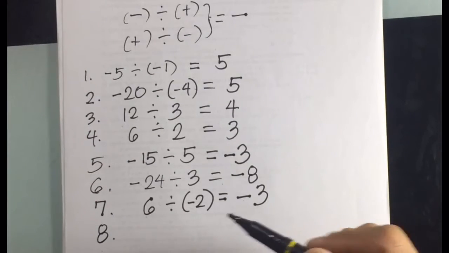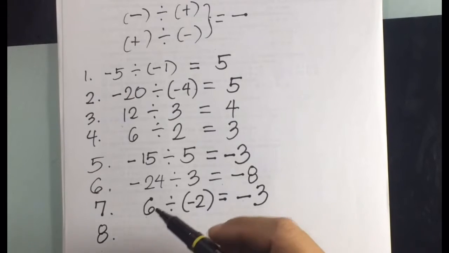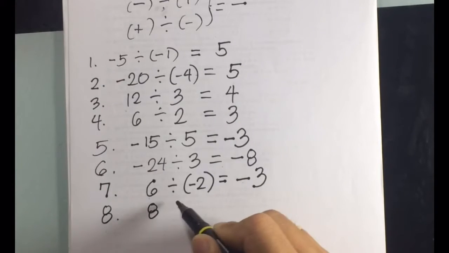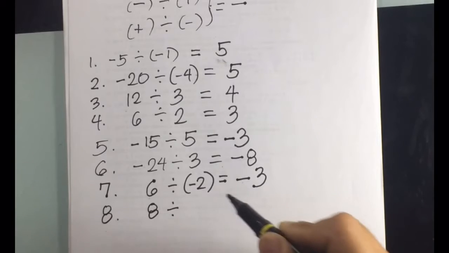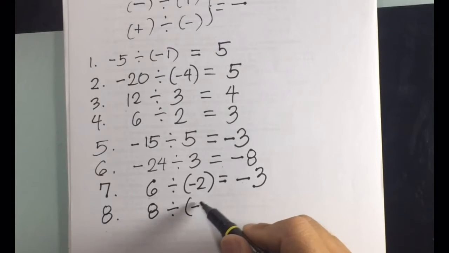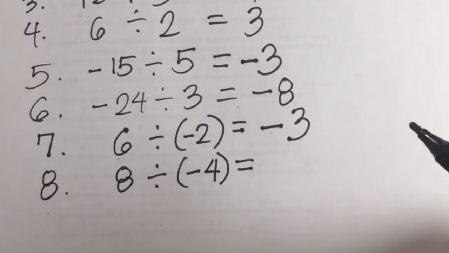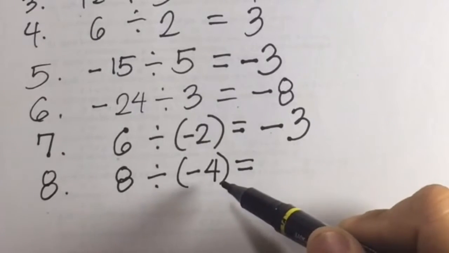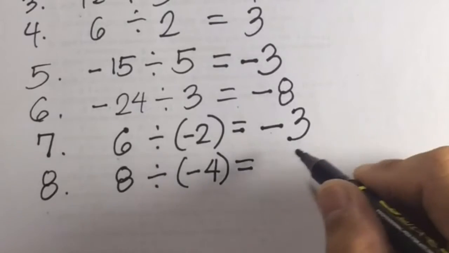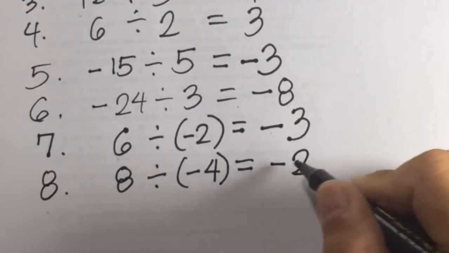Okay, let's have our last example for this video. 8 divided by negative 4. So 8 divided by negative 4, positive divided by negative, so the answer here will be negative 2.